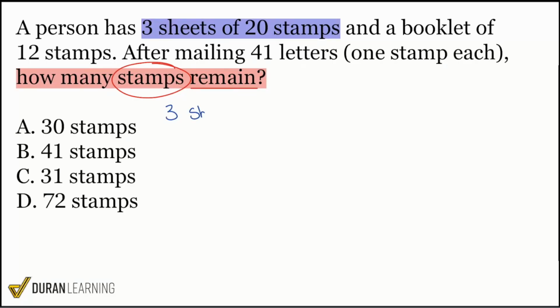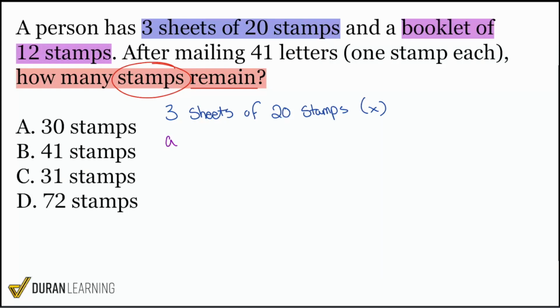3 sheets of 20 stamps. We can multiply that together to get the number of stamps that is. And then it says, and a booklet of 12 stamps. So I can highlight that as well. So let's just change colors ever so slightly to purple. And we'll say a booklet of 12 stamps.